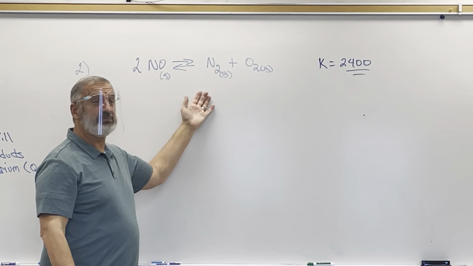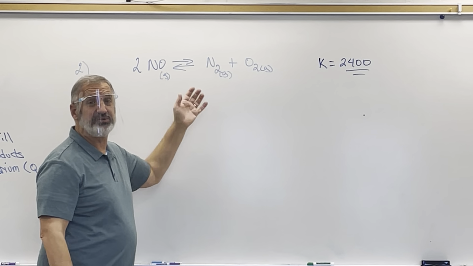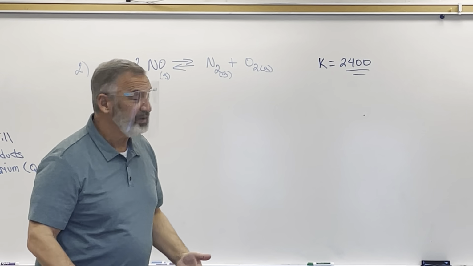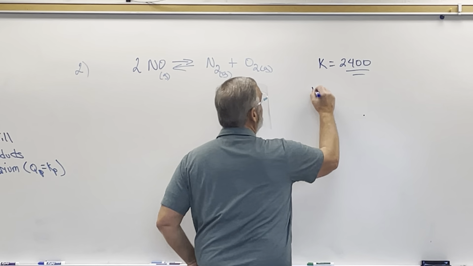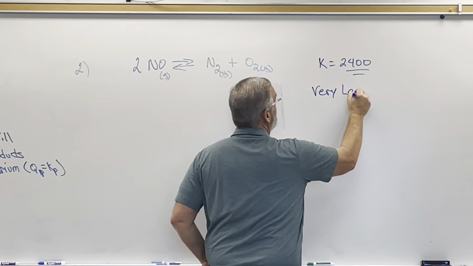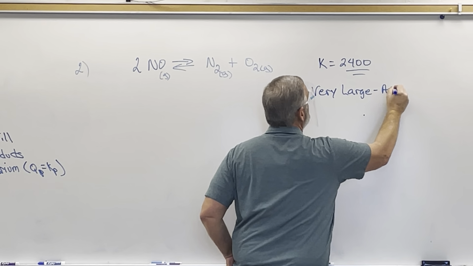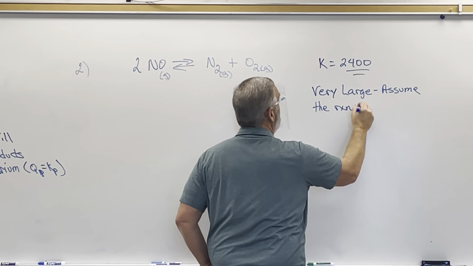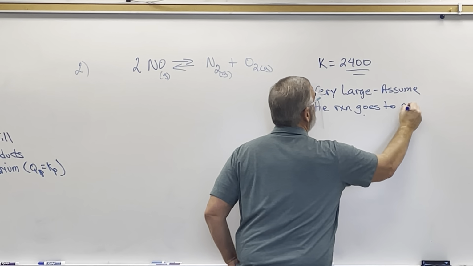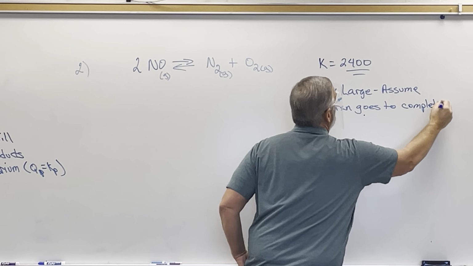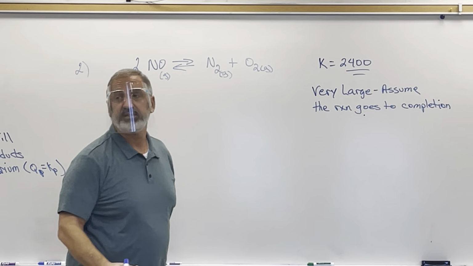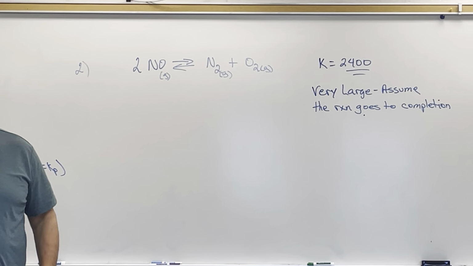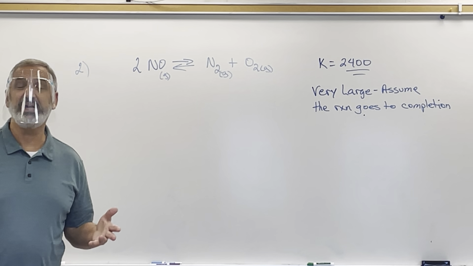So it's really not going to be an equilibrium problem as much as it is just a stoichiometry problem where you just plug in. Because K is very large, assume the reaction goes to completion. And I'll show you an AP question where they made you know that. It was a highly missed question because everybody tried to do it like an equilibrium problem, but the K was super large.